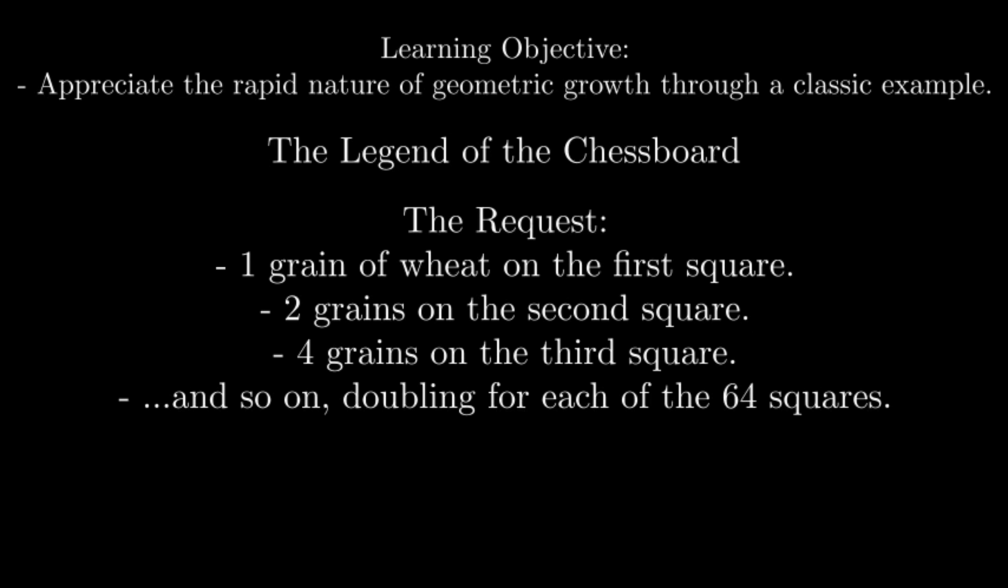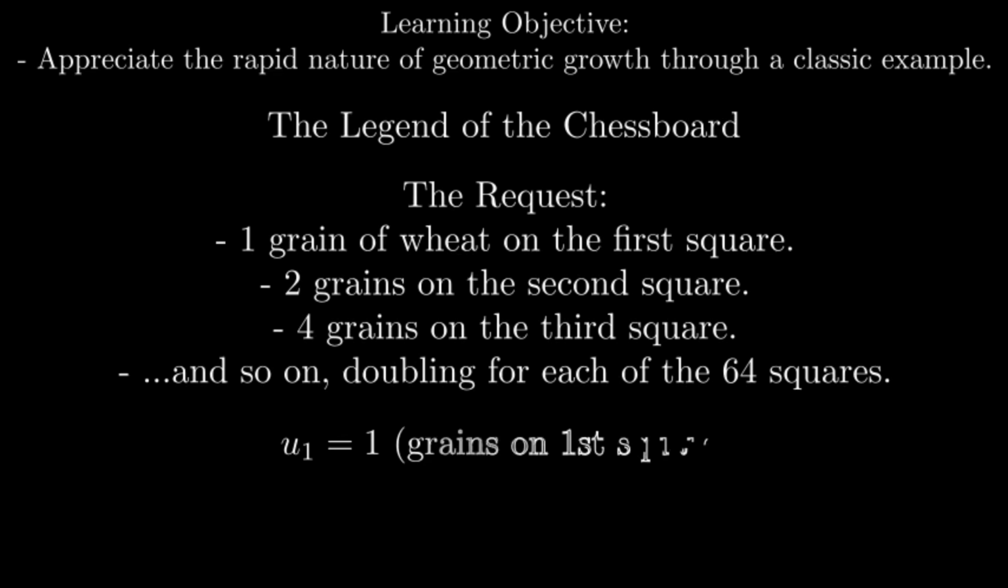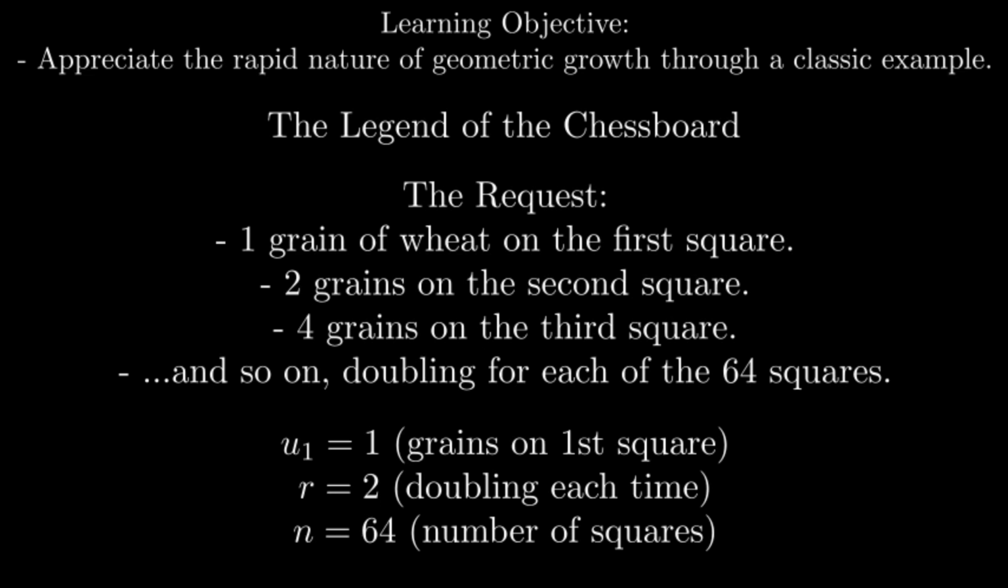Let's analyze this request using what we know about geometric sequences. This is a geometric sequence where the number of grains on each square is a term. The first term, u sub 1, is 1. The amount doubles each time, so the common ratio r is 2. There are 64 squares, so we will have 64 terms.